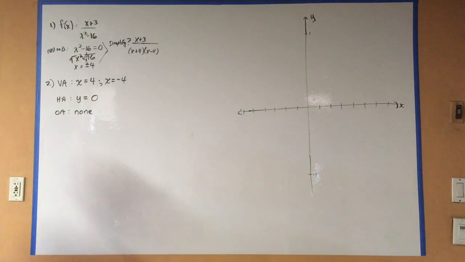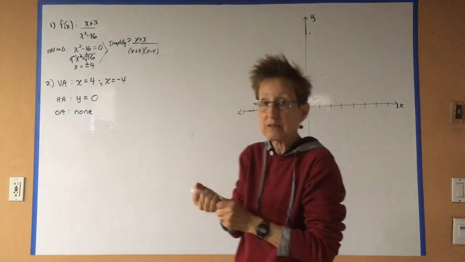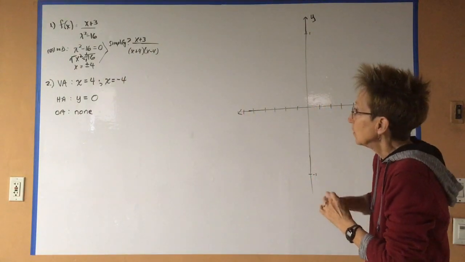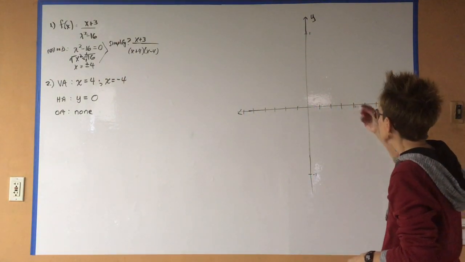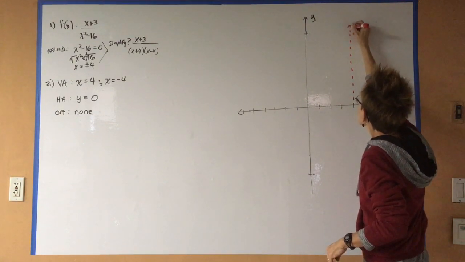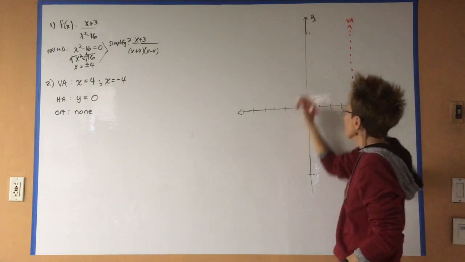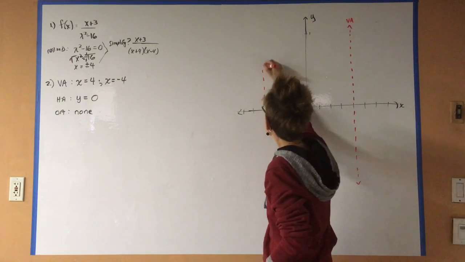And now I'm going to graph those. I'm going to graph them with dotted lines. What I know some students like to do is use a highlighter to graph the asymptotes, and that's perfectly fine as well. So I've got vertical asymptotes at x equals 4 and -4. So here's one vertical asymptote. Here's my other one.